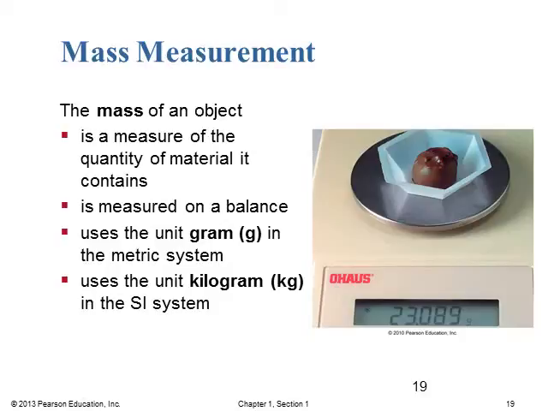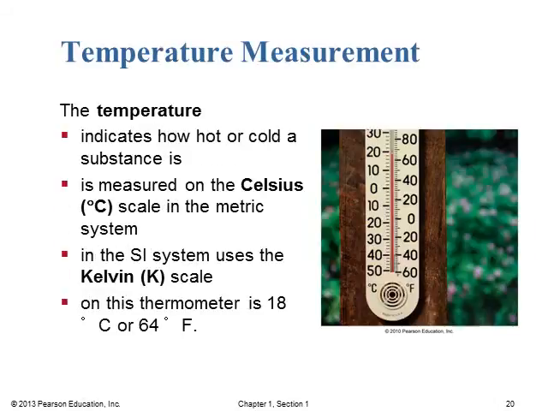To measure mass is just how much matter or how much material something contains. We use a balance to measure mass. The metric system uses grams, and the SI system uses kilograms. But in essence, they are all the same base unit of grams.